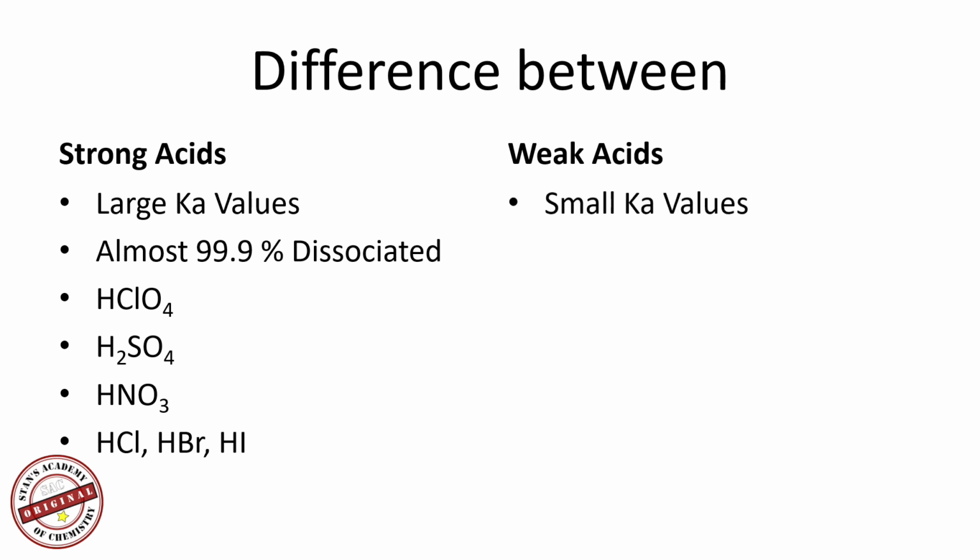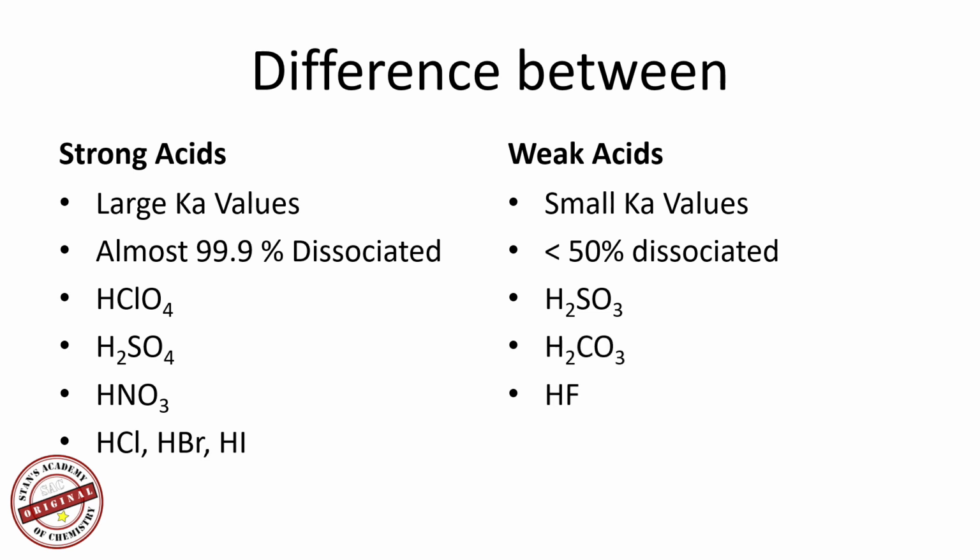Weak acids have small Ka values. The dissociation is less than 50%. Here are some examples: sulfurous acid, carbonic acid, HF, and acetic acid.